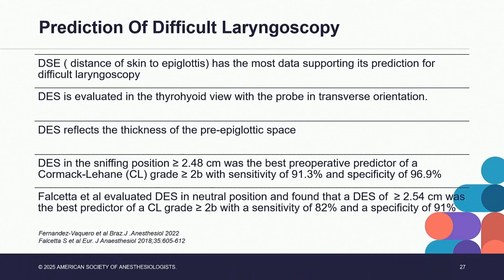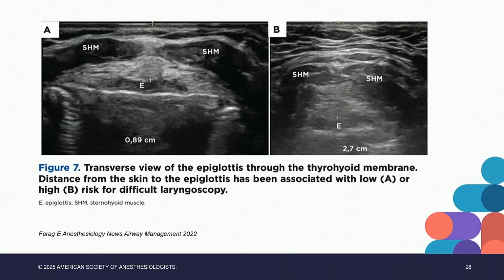All right, so if you are measuring the distance from the skin to epiglottis here, that is a predictor of either easy intubation or difficult intubation. Here, the distance from the skin to epiglottis is 0.89 centimeter. Here is a difficult intubation patient, it is 2.7 centimeter.